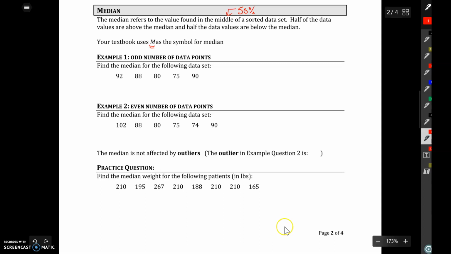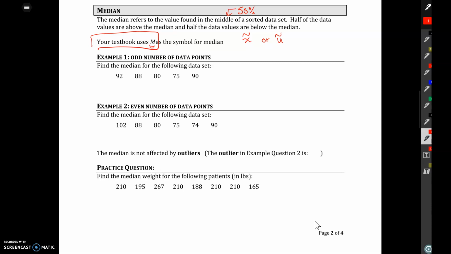Other ways median is also sometimes denoted is with what's called a tilde. So sometimes X tilde or mu tilde will be used for median in other statistical books. Again, a tilde is something that's written over top of letters. It's like a squiggly bar, okay? But your textbook uses M, and so that's a perfectly fine symbol to use as well.